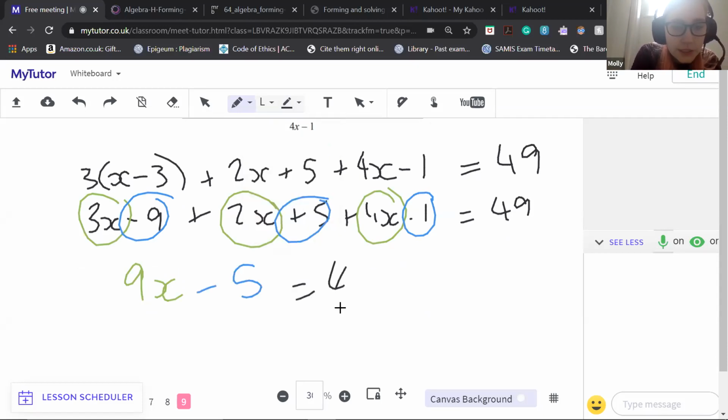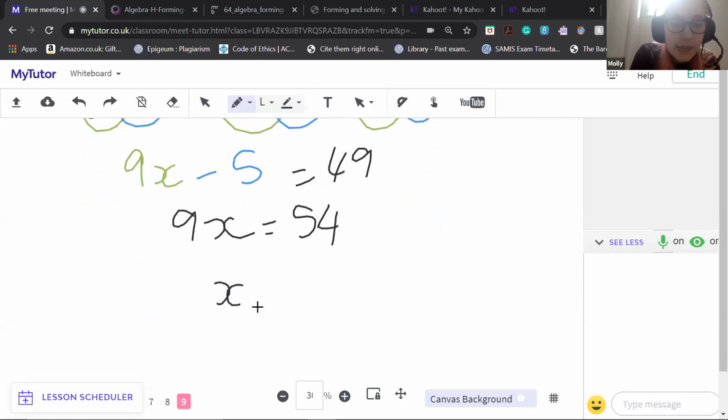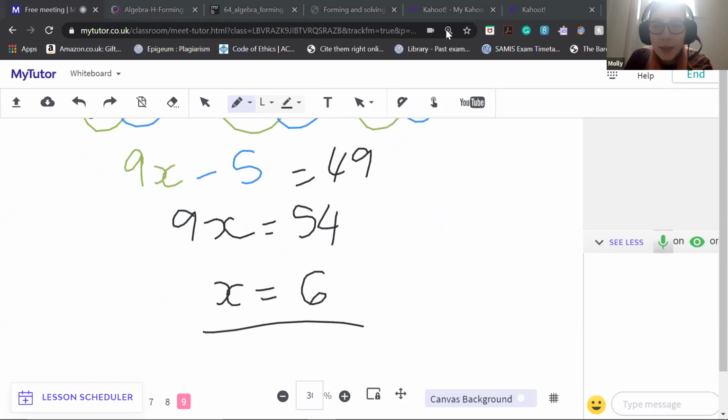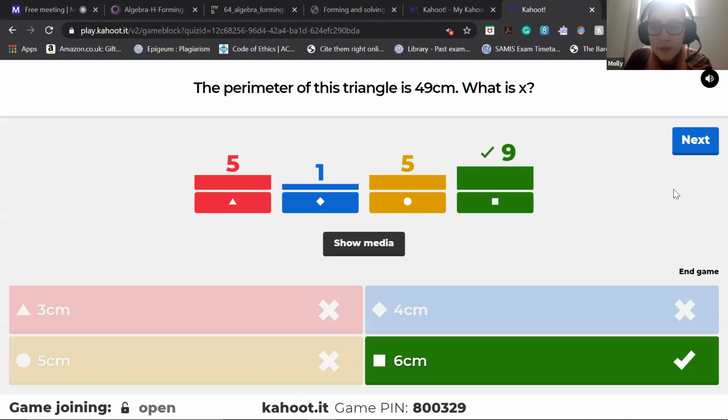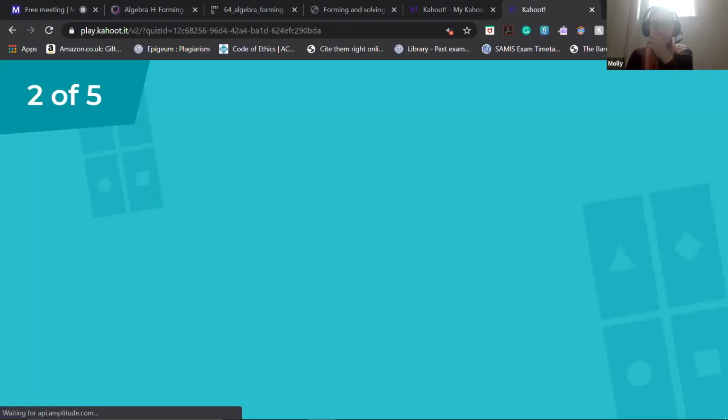And that equals 49. And then we add 5 to both sides. 9x equals 54. And then divide each side by 9. So x equals 6. And that's how we got the x equals 6 in that one there. So well done to those of you who got that. Let's have a go at the next question.